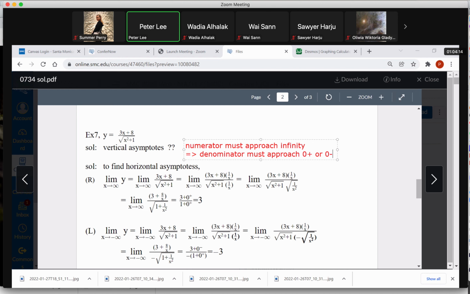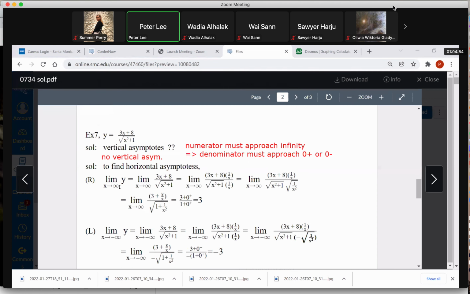But in this case, if you look at the denominator, is there a chance that the denominator will actually approach 0? No. The denominator cannot be 0 because of the x squared plus 1 in the denominator. That term will never become 0. So in this case, no vertical asymptote.